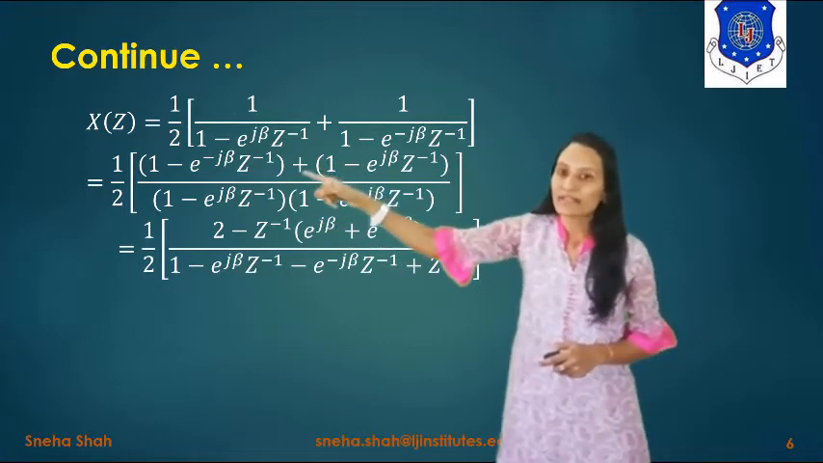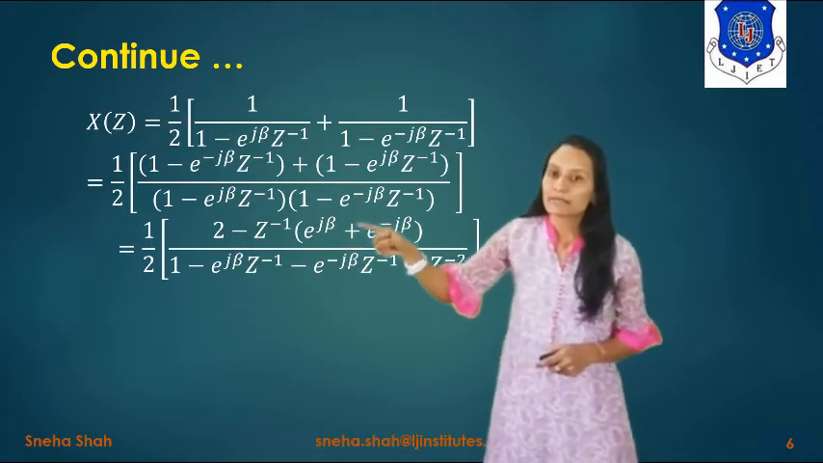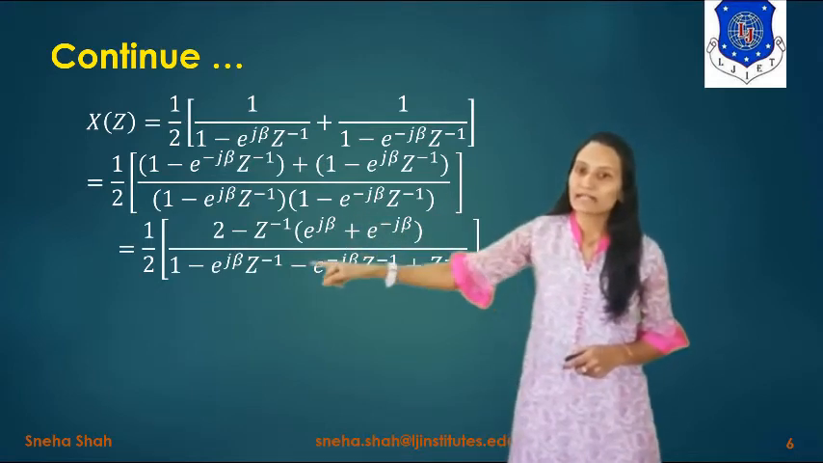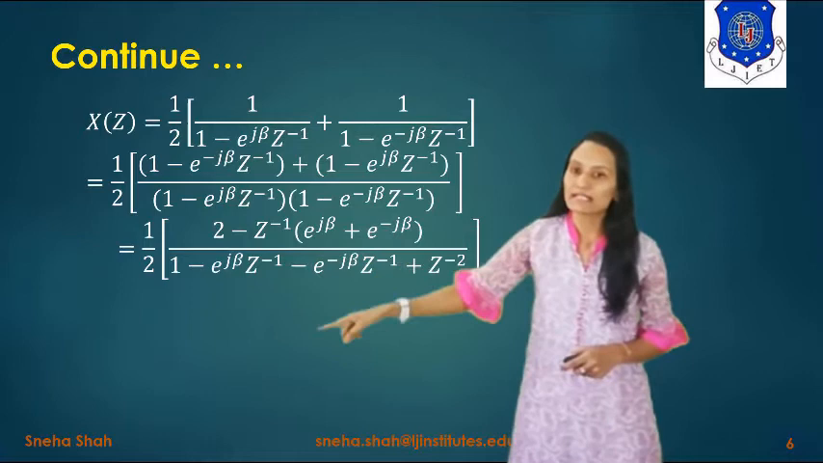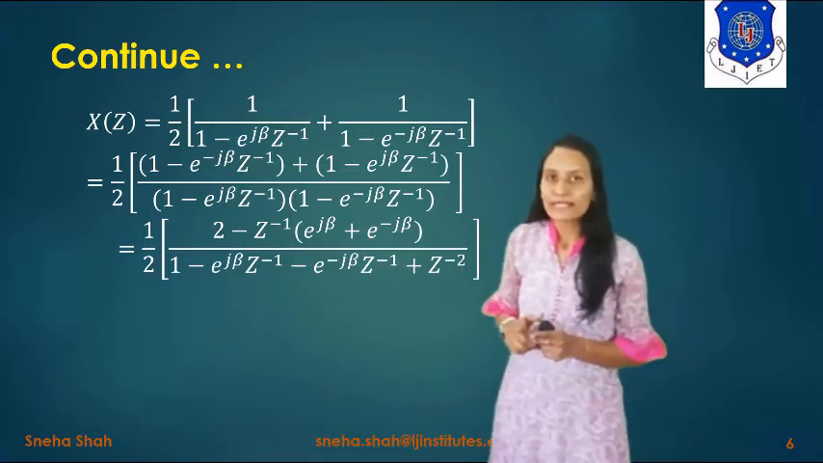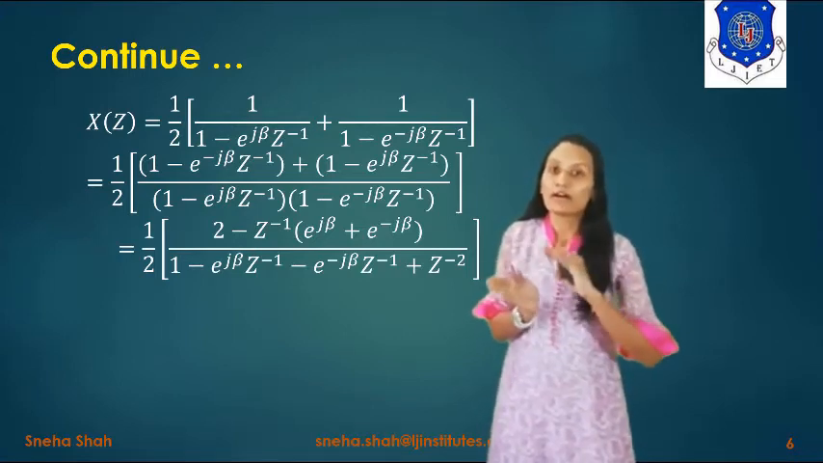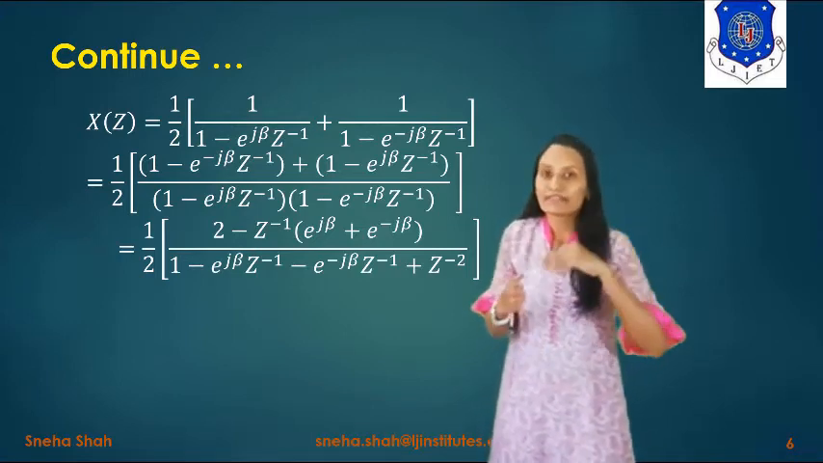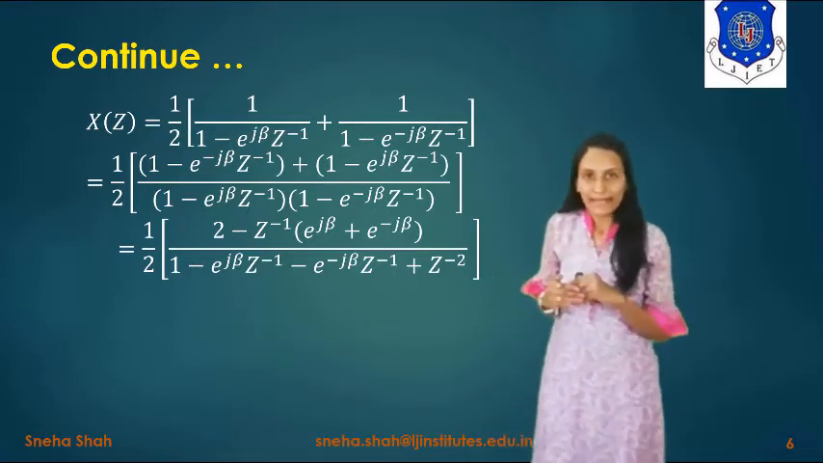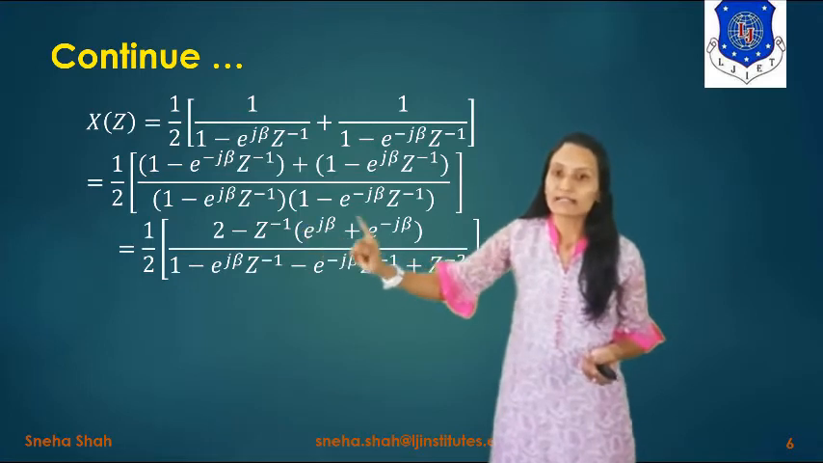Now we are simplifying this term as (2 minus z raised to minus 1 e raised to j beta plus e raised to minus j beta) divided by the multiplication of these two terms. If the example is given to you in the form of cos or sine, then in the final answer we have to convert it in the form of cos and sine. So we are converting this in the form of cos and sine.